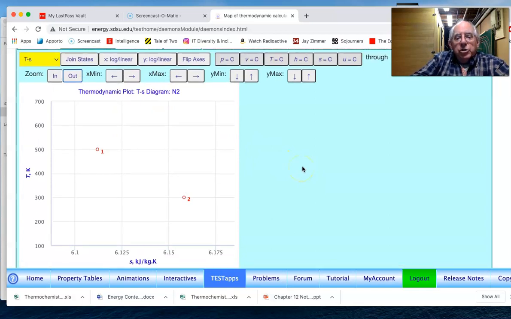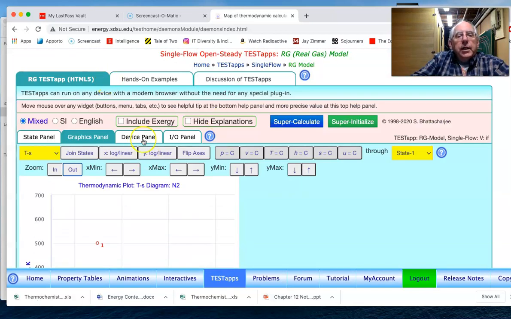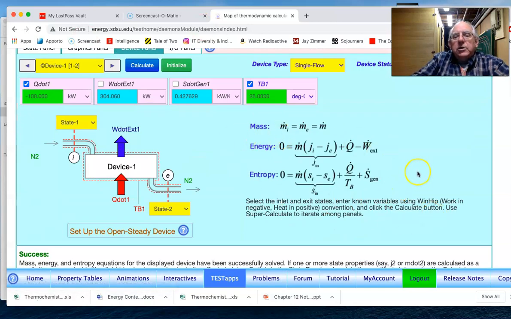Now, if I were to go back to the device panel and look at this equation right here, what we have is an entropy generation, and because this is a balance of entropy, that entropy generation is due to heat transfer at a boundary temperature, and so we had a value associated with that. But also, because of the known conditions at the inlet and the outlet, we also had this term here times the m dot.